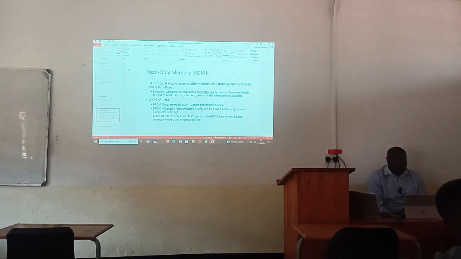So on the types of read-only memory, you have PROM, programmable read-only memory, can be programmed once. Then you have EPROM, erasable programmable read-only memory, can be erased and reprogrammed using ultraviolet light. Then you have EEPROM, electrically erasable programmable ROM, can be erased and programmed using electrical charge. So those are the types of memory.